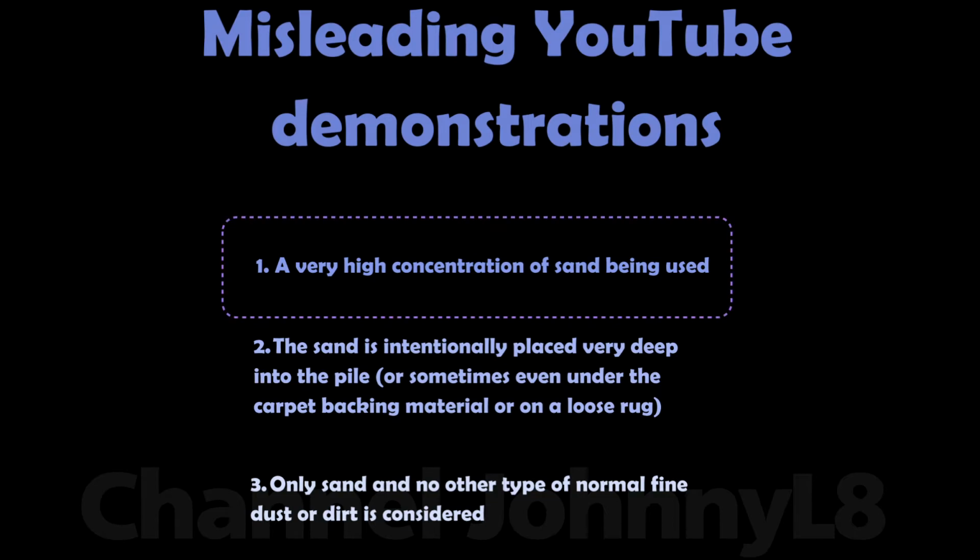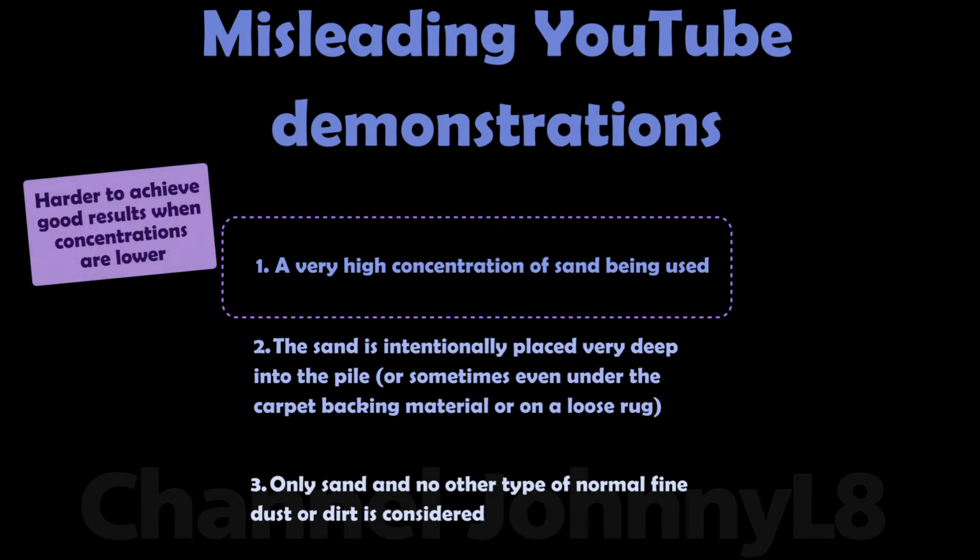In another video, with a link in the description, I've discussed the problems with using exaggerated messes and why this doesn't illustrate how effective a vacuum is for normal real-world messes. Vacuums that perform well with exaggerated messes can be outperformed for normal level messes by cleaners that don't do well with the exaggerated messes. Using a high concentration of dirt is misleading because, firstly, vacuums are tuned to cope with normal level messes, and secondly, it's much harder to achieve good results when concentrations are lower because of the statistical nature of particle removal from carpets.